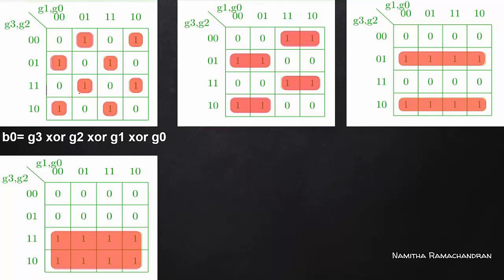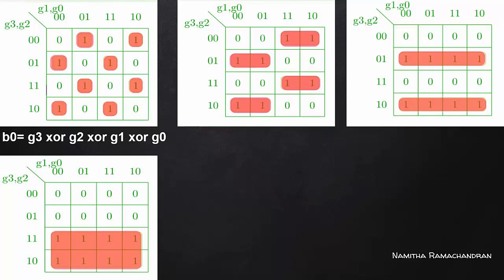So in this case, the expression is actually G3 XOR G2 XOR G1 XOR G0. We can write the min-term expression corresponding to each and every one, combine using the OR operation, and apply the Boolean rules. Finally, after simplifying this, we get an expression like this: G3 XOR G2 XOR G1 XOR G0.